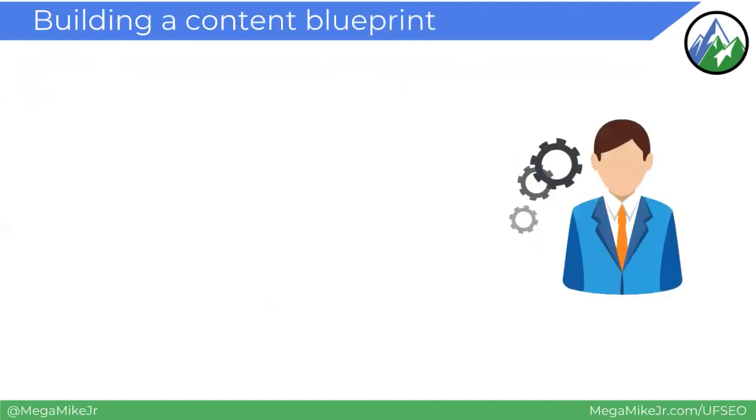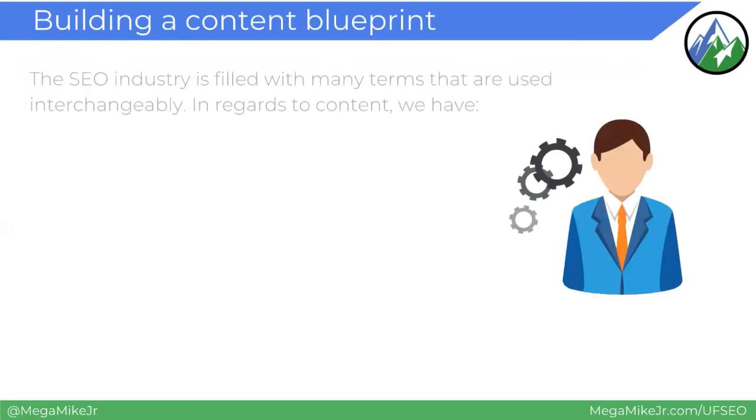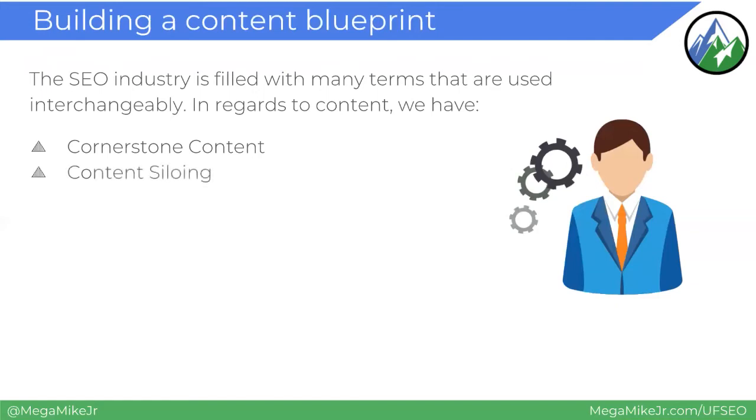Let's talk about building a content blueprint. This is where it gets really fun, I think. So the SEO industry is filled with many terms that are used interchangeably in regards to content, right? I'm sure if you guys have heard a lot about this, there's a ton of different ways in how you can say content strategy, and so on and so forth. So for example, cornerstone content is a term that's used. Content siloing is a term that's used. Content theming is another term that's used.